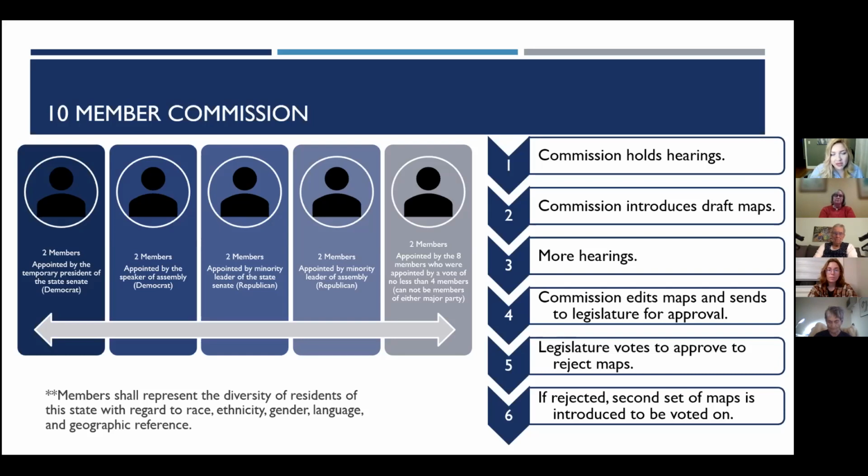They're supposed to represent New York State residents. They're supposed to look like us. They're supposed to live where we live. They're supposed to understand us. They have held some hearings, some listening sessions as they called them, and they have recently introduced draft maps.